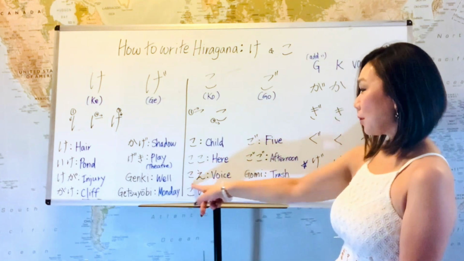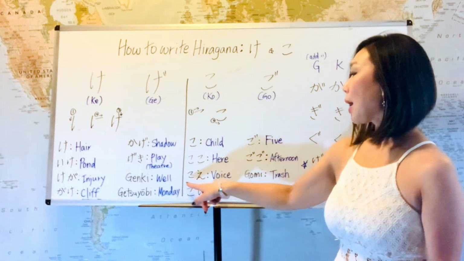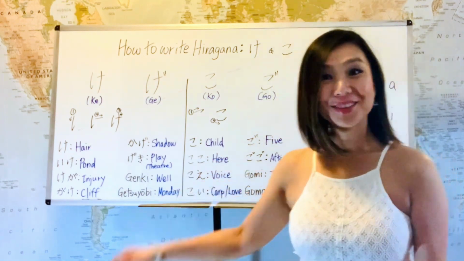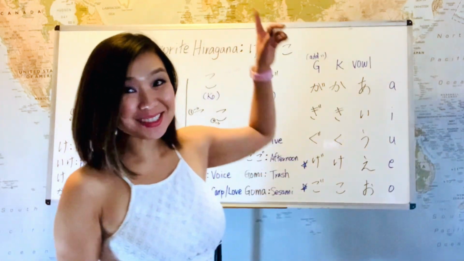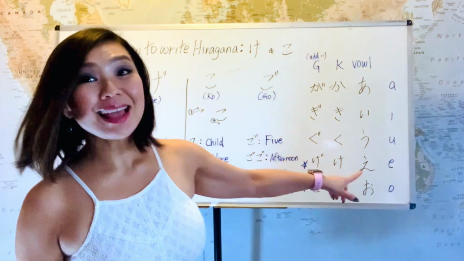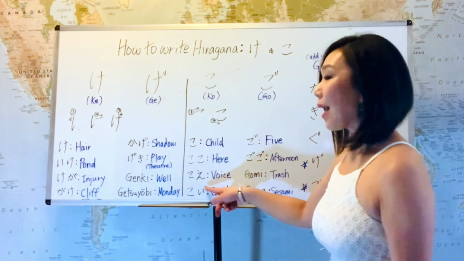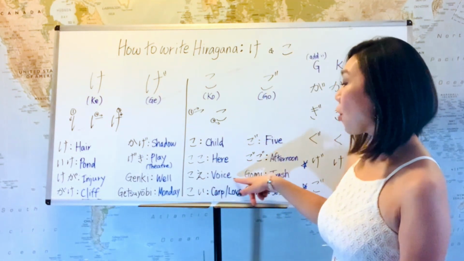And the third one, the first character is of course ko. And then the second character, do you remember it from the first vowel line? That is e. Almost looks like a snake, right? E. So koe means voice.